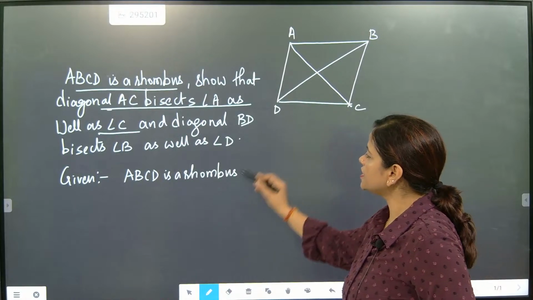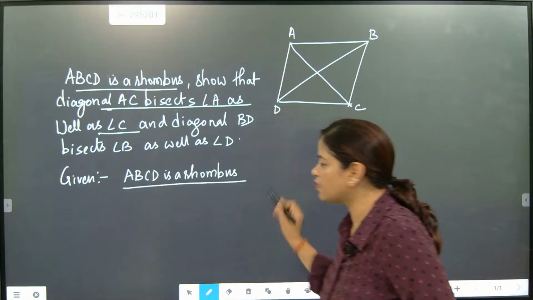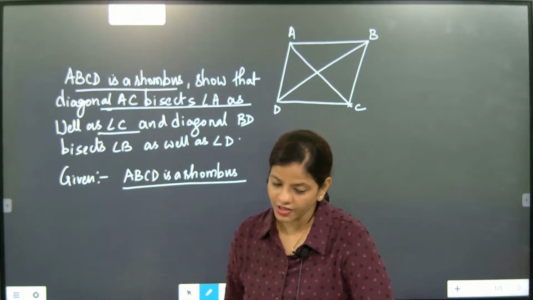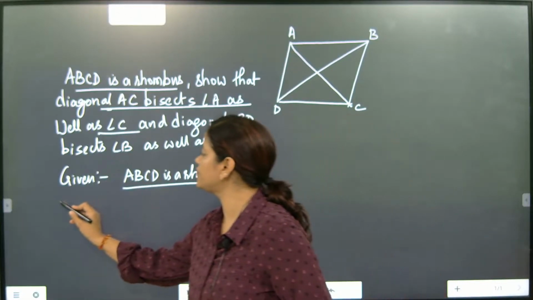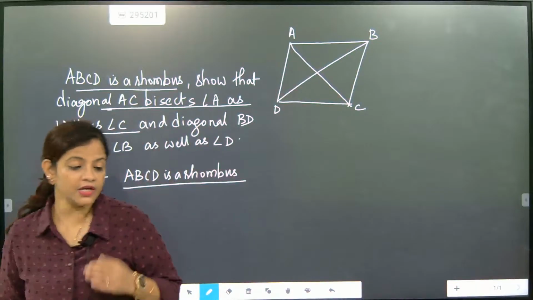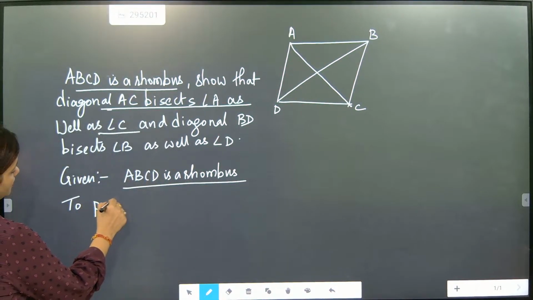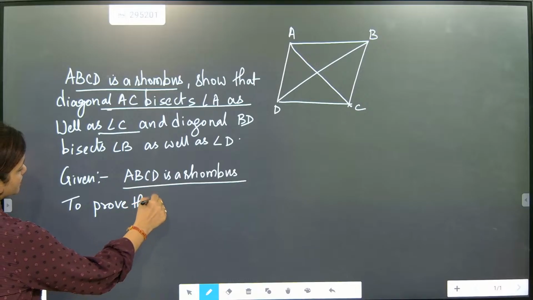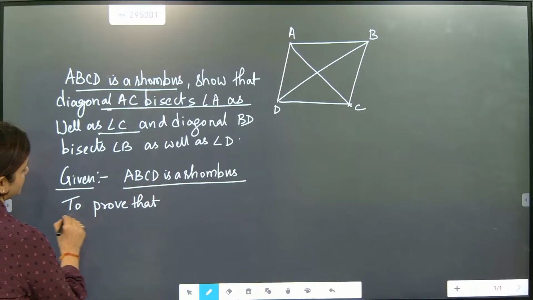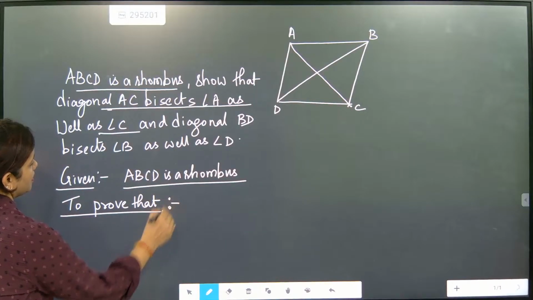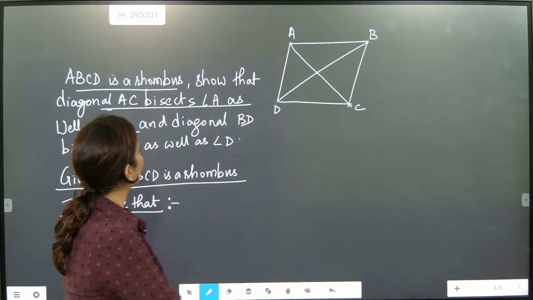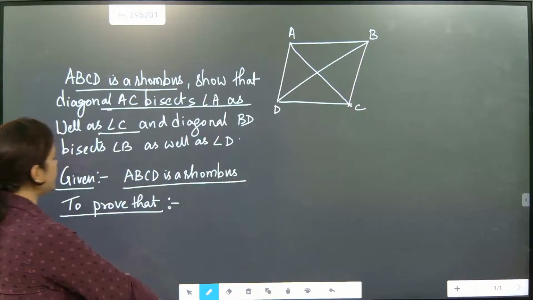So in the given section, ABCD is a rhombus. Now, what do we need to prove? We need to prove that AC bisects angle A as well as angle C.